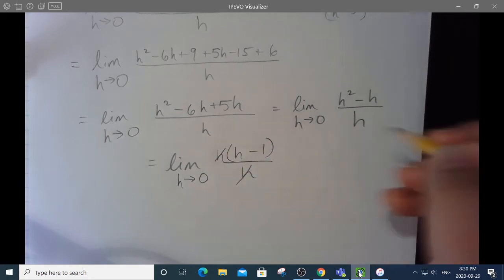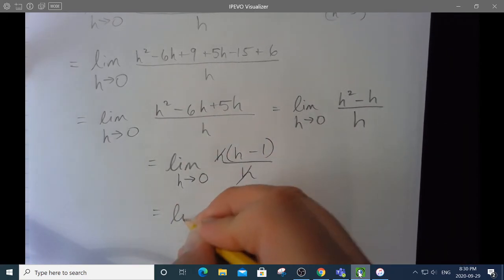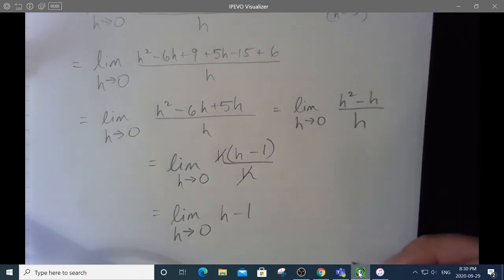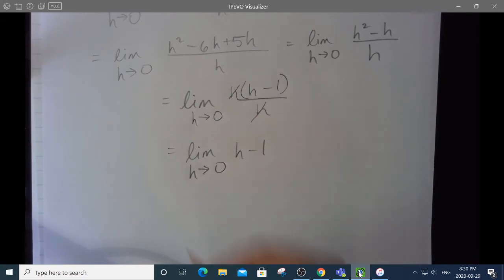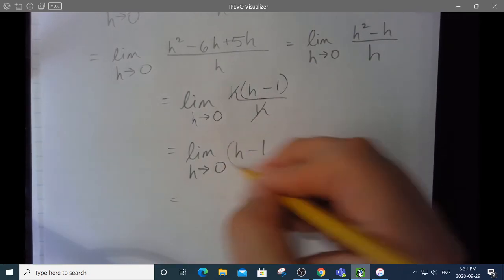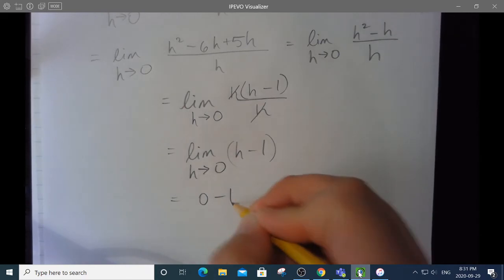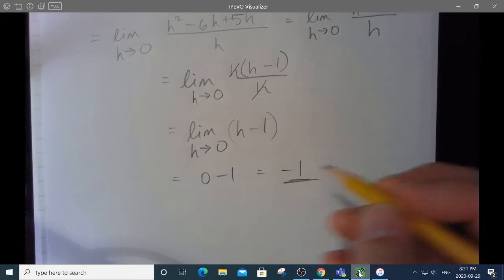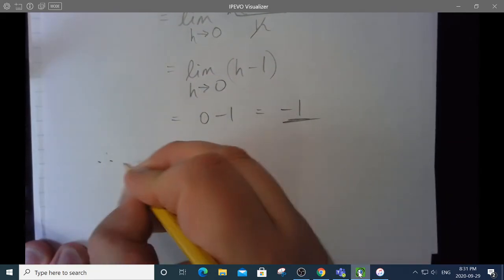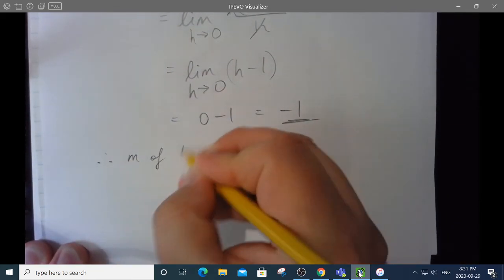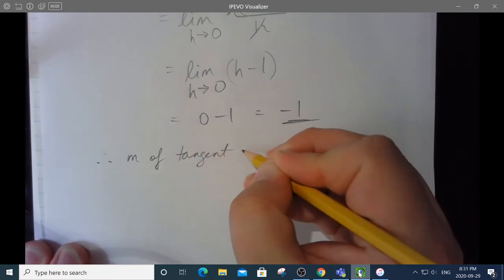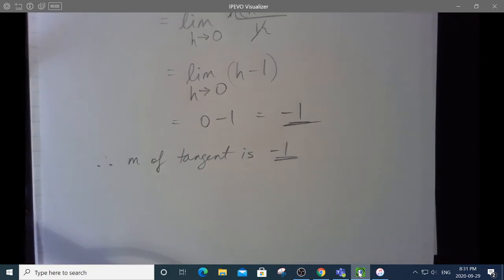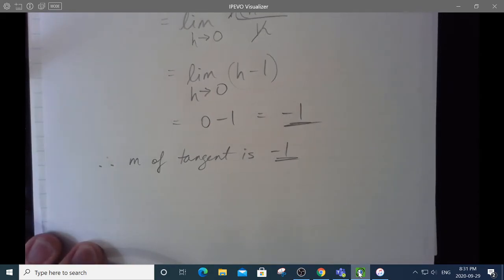So h divided by h is 1. This is the limit as h approaches 0 of h minus 1. There. No more denominator to have a hassle with. Plug in my 0 where h is, and I get 0 minus 1 is negative 1. So I think that the slope of the tangent is negative 1.